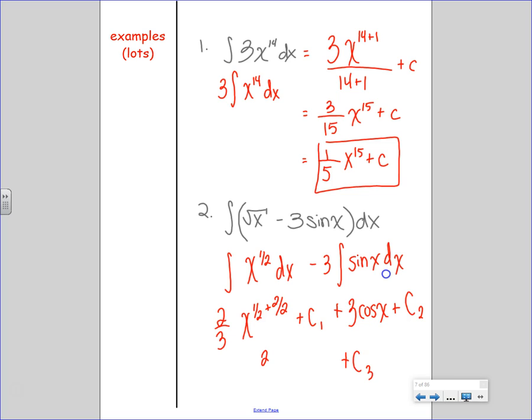So I could really just have 2/3 x to the 3/2 plus 3 cosine of x. And guess what? A constant's a constant, a constant. We'll just call him our C. So you don't have to write multiple C's, just make sure there's one at the end.